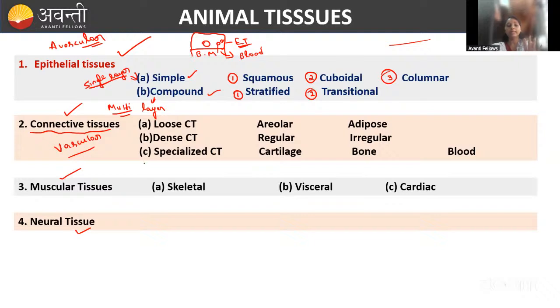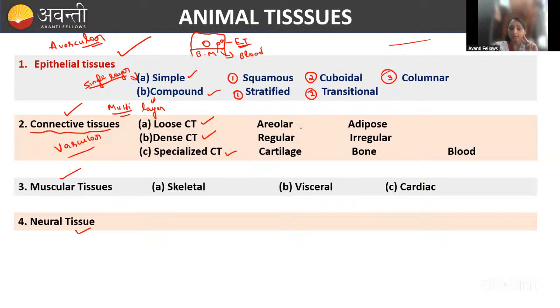In these, there are mainly 3 types. Which are these 3 types? First one is loose connective tissue. Second one is dense connective tissue. Third one is specialized connective tissue. In the loose connective tissue, 2 types are there. In the dense connective tissue also, 2 types are there, guys.